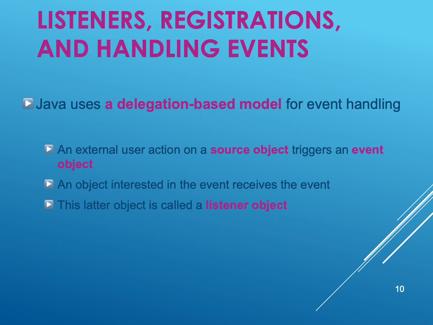Java uses a delegation-based model for event handling. An external user action on a source object triggers an event object. An object interested in the event receives the event. This object is called a listener object.